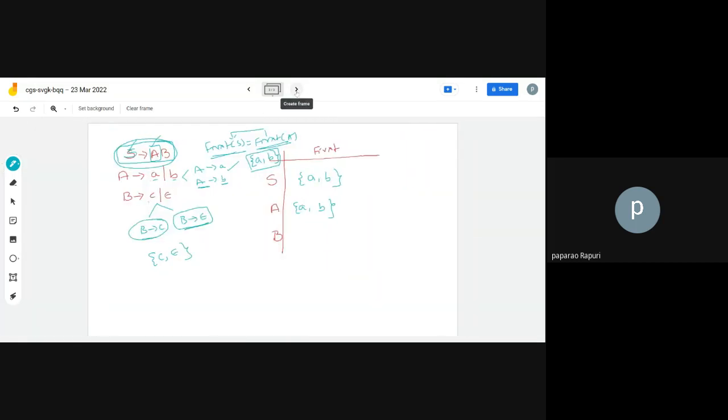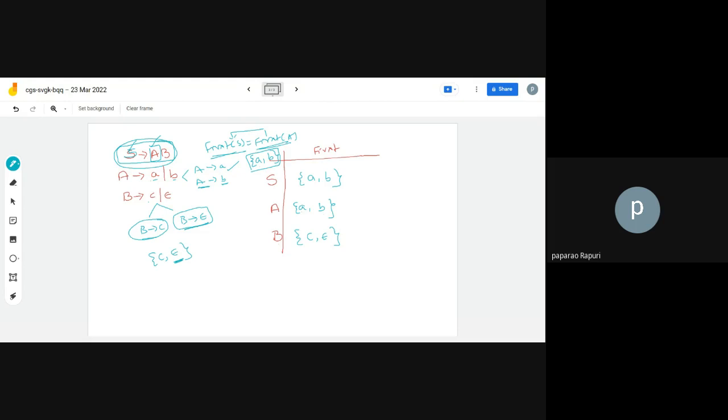From this fifth rule, we can add epsilon to the first set of B. So finally, C comma epsilon. So these are the first sets of S, A, and B, sir.